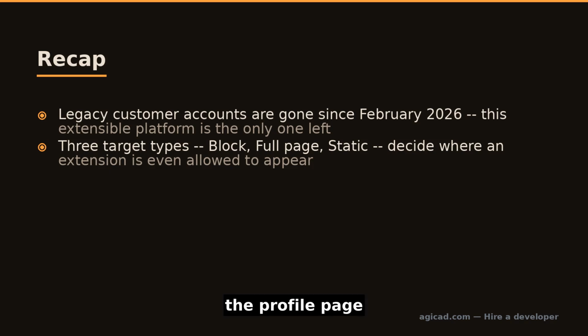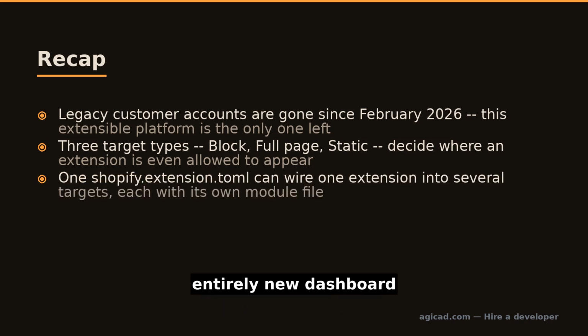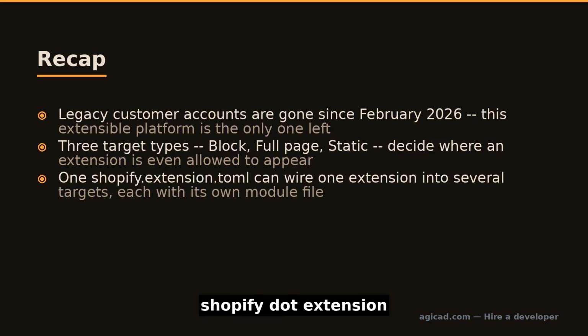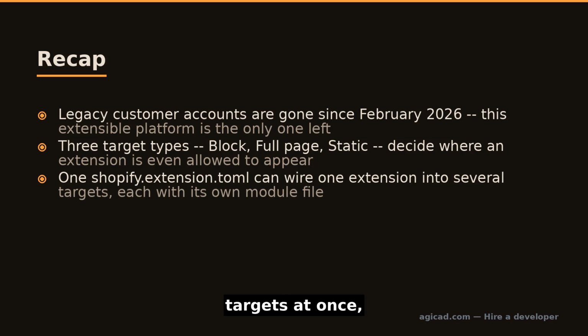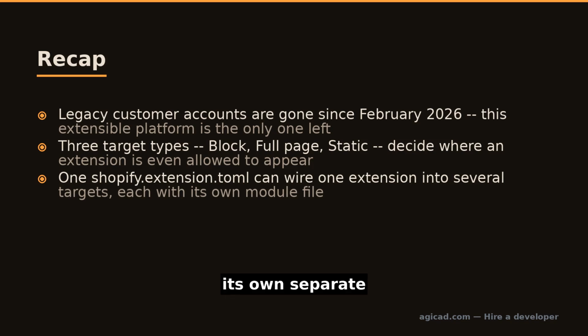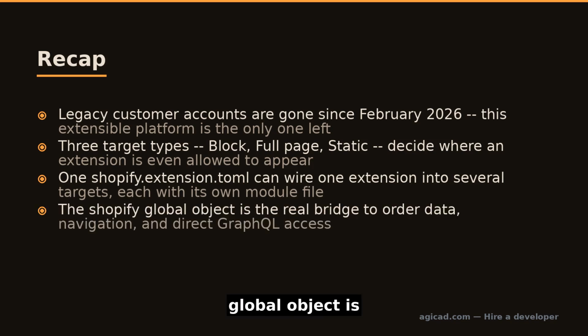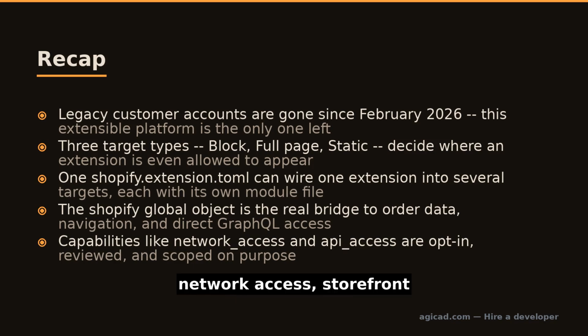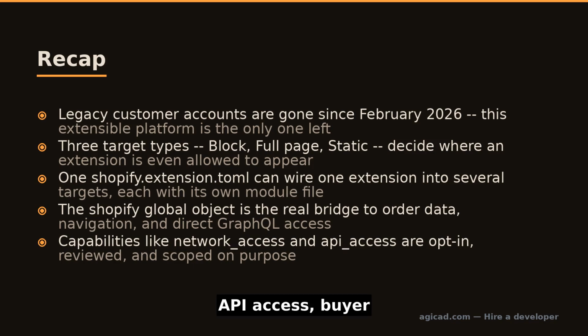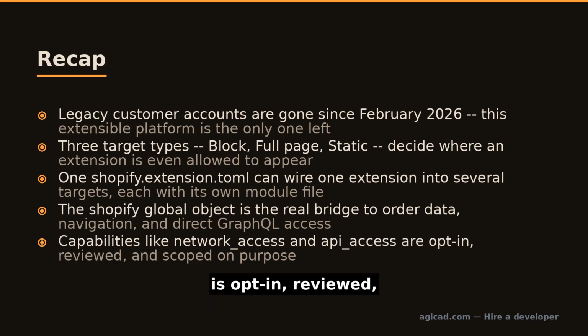One real shopify.extension.toml file can wire a single extension into several of those targets at once, each pointed at its own separate module. The Shopify global object is the actual bridge to everything useful: order data, a navigation function, and direct authenticated access to both the customer account API and the Storefront API. And every capability beyond the basics: network access, Storefront API access, buyer consent collection is opt-in, reviewed, and scoped, exactly the way Shopify's own security model describes it.